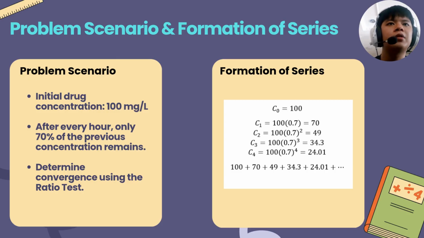And the same pattern continues. So after 4 hours, the concentration becomes 24.01. Therefore, the concentrations form a series, and this series will be tested using the ratio test in the next slide.